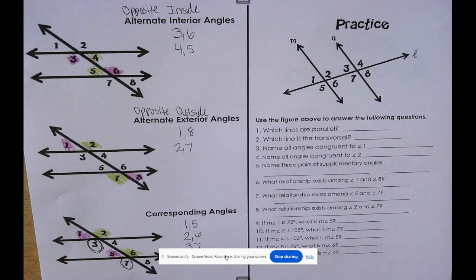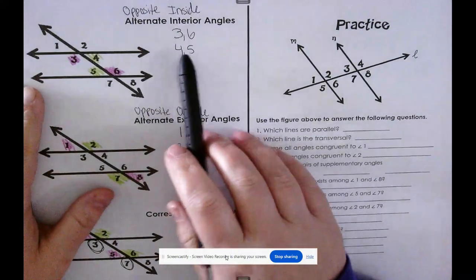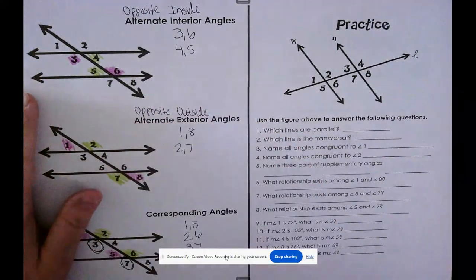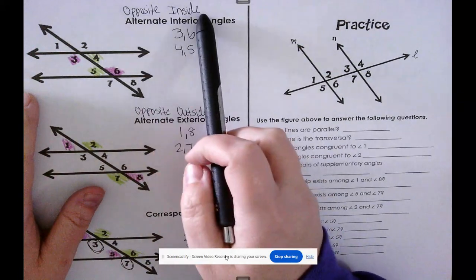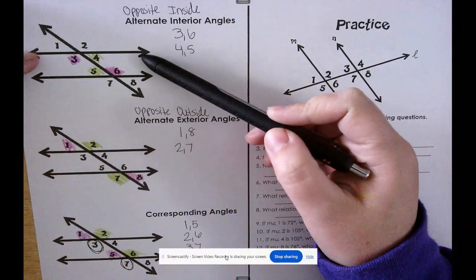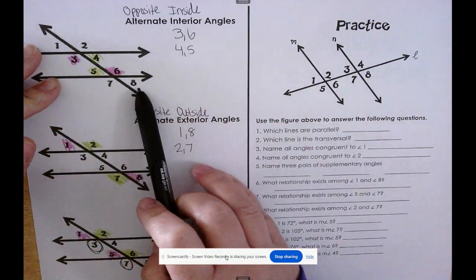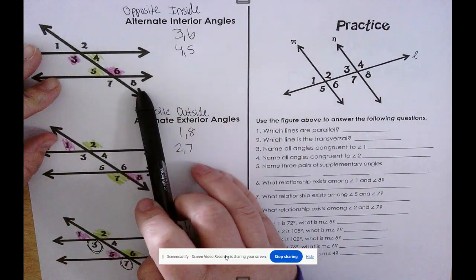All right, today we're going to look at angles. So we have three new types of angles. We have alternate interior angles, alternate exterior angles, and corresponding angles. So alternate interior angles, to shorten it and hopefully make it make more sense, are opposite inside angles. So these are angles that are inside our two parallel lines. The line that cuts through our parallel lines is called a transversal.